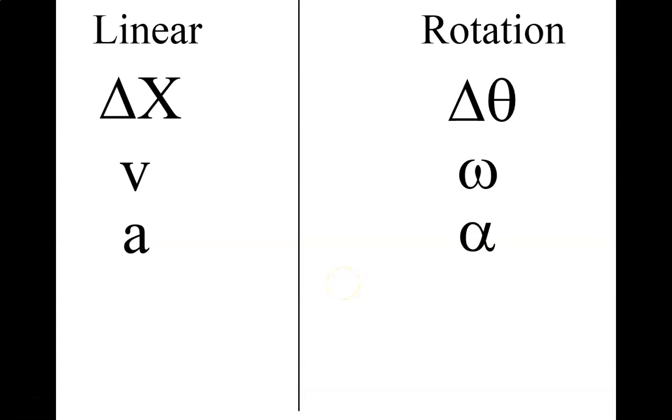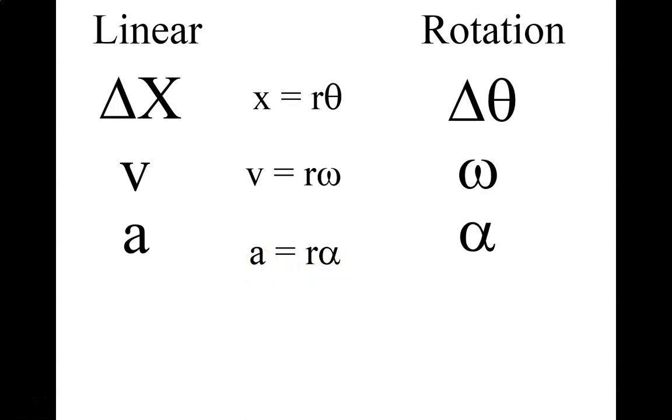Okay. So again, I wanted to reinforce another connection with you. Remember how I said you multiply the angular quantity by the radius, and you get the linear. That's what we're trying to illustrate here. Angular displacement times radius equals linear displacement. Angular speed times radius equals regular speed. Angular acceleration times radius equals linear acceleration, etc.